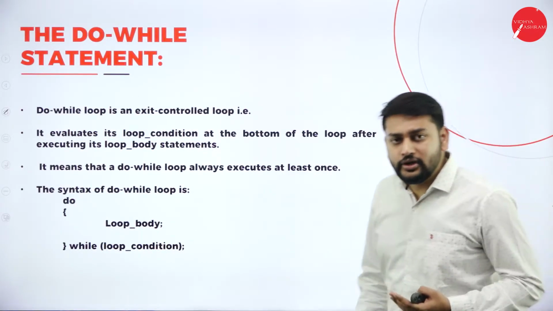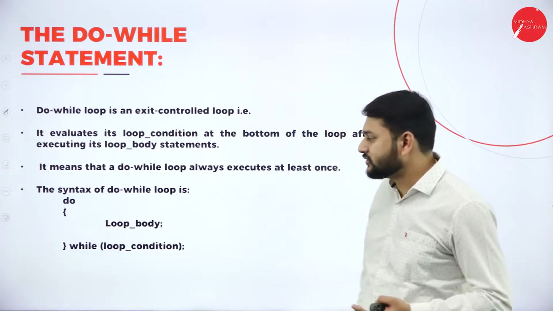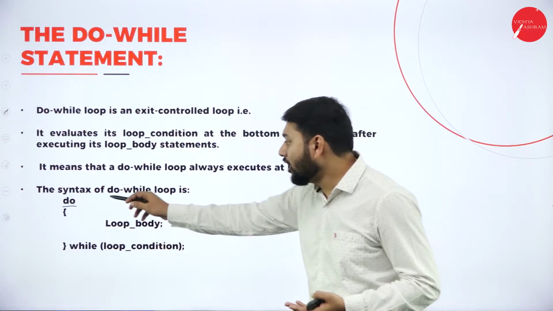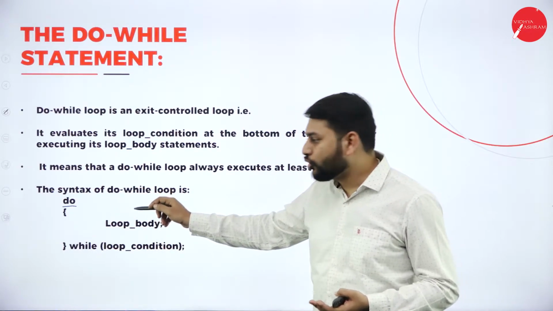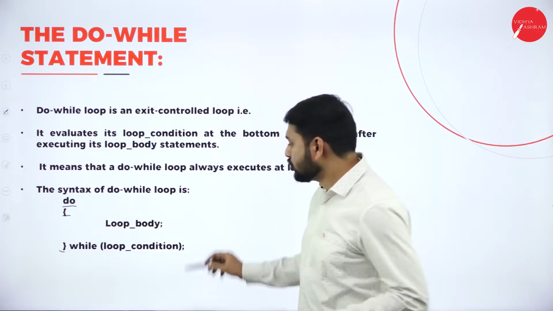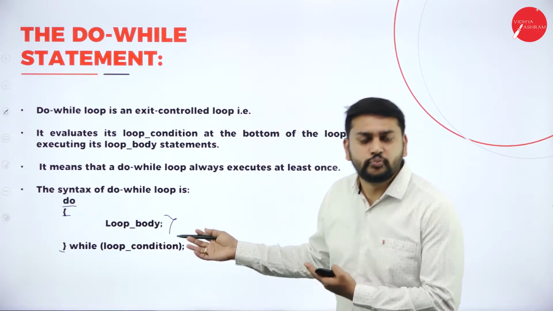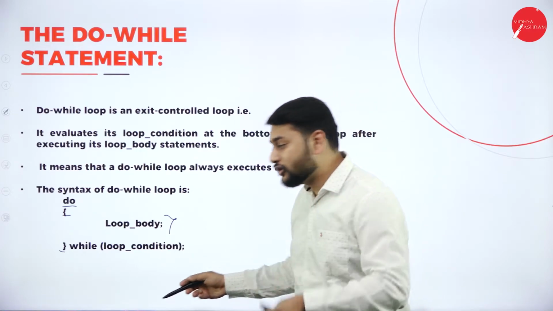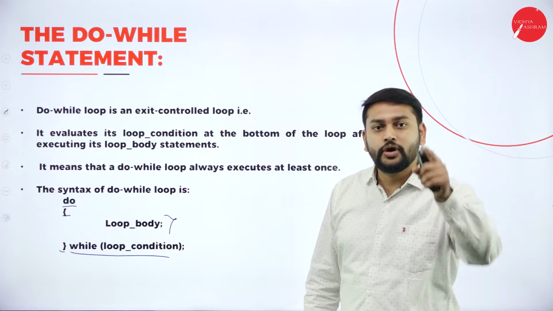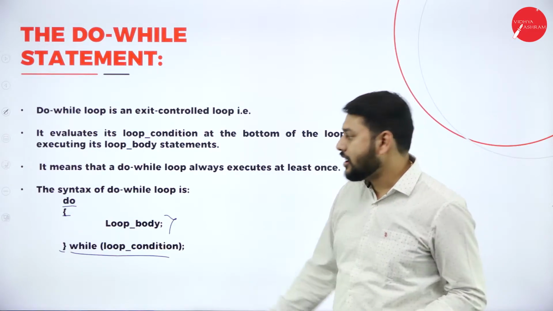The only thing that you need to remember with respect to the do while is, say for example, I start with a keyword called do. I will not have any test condition here. After that, I will have the flower bracket open and flower bracket closed. Usually the same thing, the body of the loop. But remember, here I have the while keyword at the end of my loop.